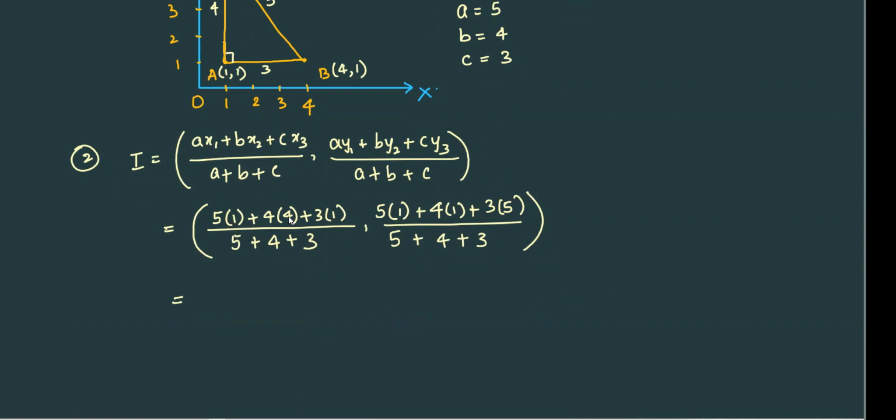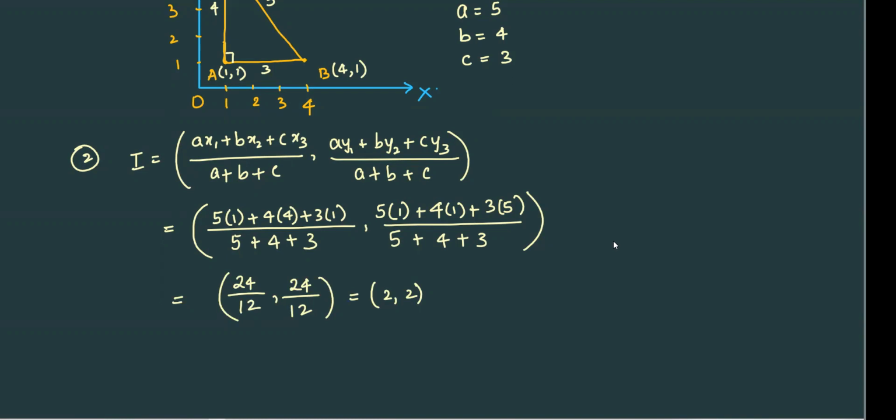5 plus 16 plus 3. That is 5 plus 3 is 8, 8 plus 16 is 24, upon 5 plus 4 is 9, 9 plus 3 is 12. 24 upon 12. Similarly, here we get 5 plus 4, 9, plus 3 into 5, 15. 9 plus 15 is 24 upon 12. So we get the point (2,2). So this is the incenter, which both of you have marked correctly.